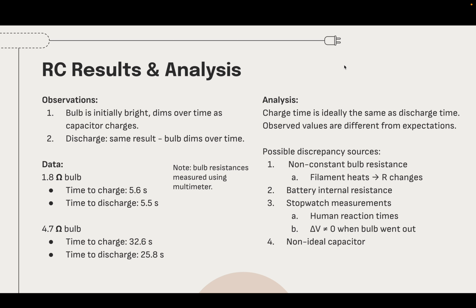And our charge time should ideally be the same as our discharge time. However, this is not the case. Possible sources of this discrepancy are non-constant bulb resistance, internal resistance from the battery, stopwatch measurement errors, and a non-ideal capacitor.